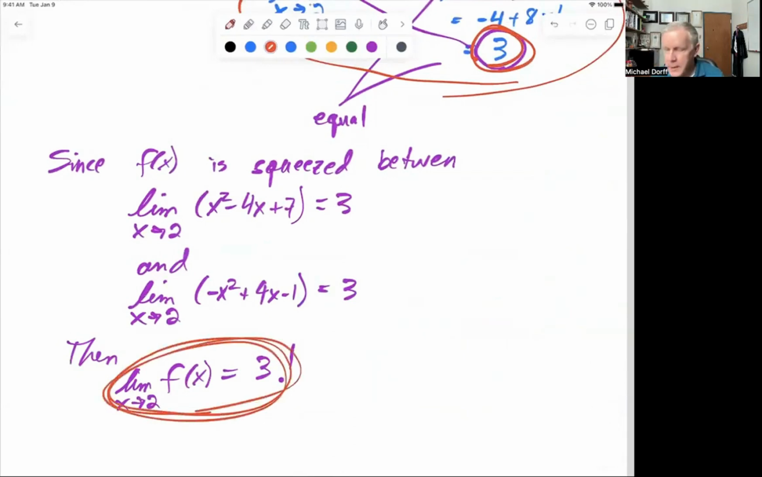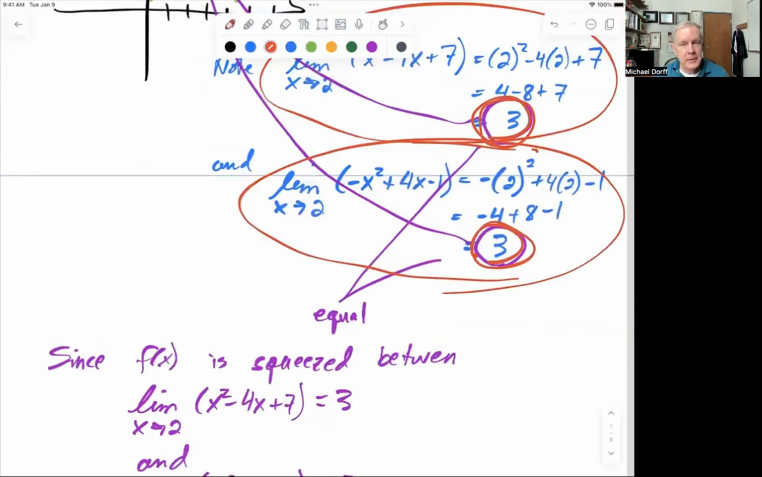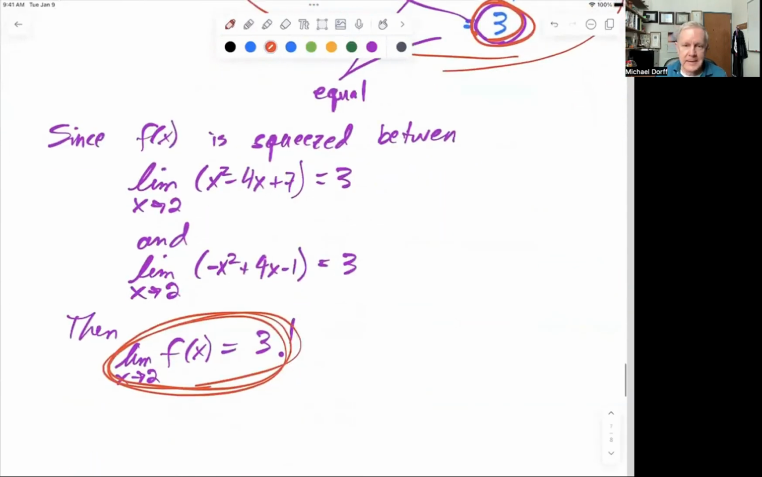And some of you may ask, well, what if those two values aren't the same? If they're not the same, then we can't say anything. But my experience is if they're going to give you a problem like this, it's going to be the same, and that's what you're going to have to use.